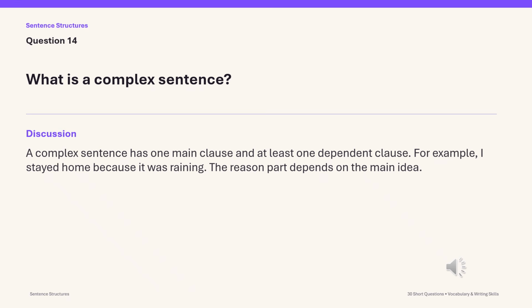cannot stand alone. Okay, so you have to understand that a complex sentence is used when we want to show a relationship between two ideas. One idea is complete and the other depends on it.